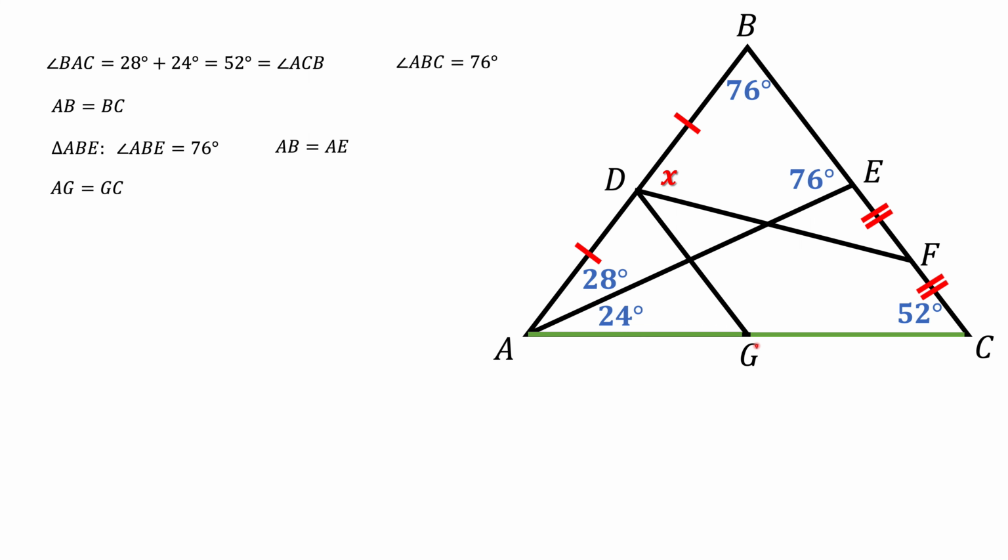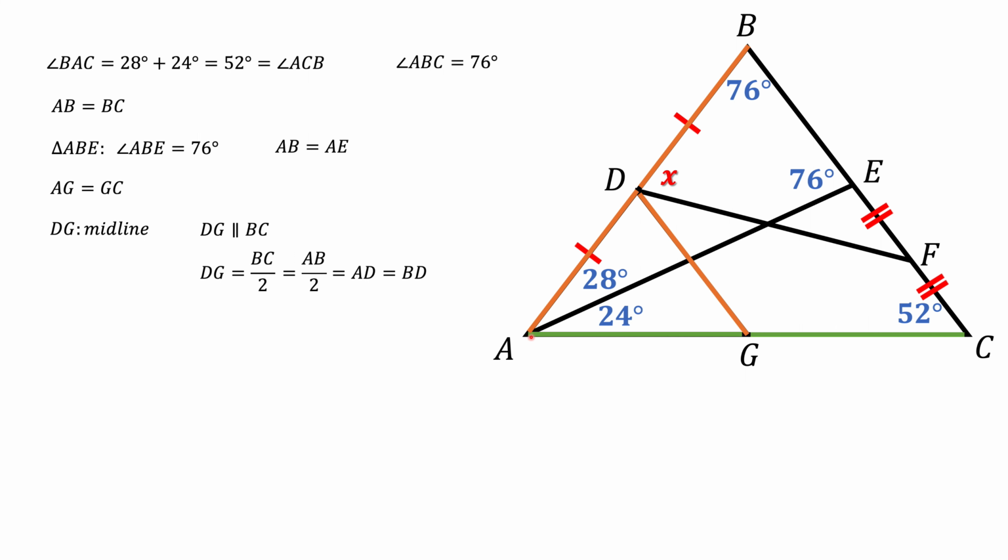DG is what's called a midline of a triangle, and it has interesting properties. First of all, DG is parallel to the side BC, and also the length of DG is half of the length of BC. But we know that BC equals AB, and DG is half of AB. It means that DG equals AD and BD. And let's make them brown.